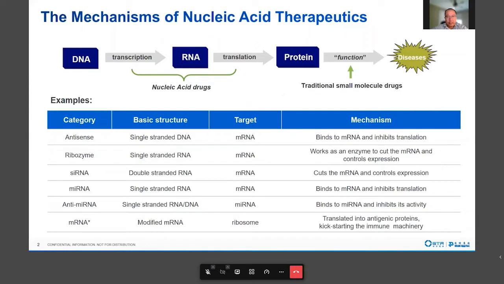So here is a list of several nucleic acid-based drugs and their mechanisms. For example, antisense is a single-strand short DNA molecule that binds to the mRNA and inhibits its translation process. siRNA forms the RISC complex in the cell and cuts the mRNA sequence specifically, inhibiting protein translation. More recently, there has been significant development of mRNA vaccines, which target the ribosome to translate antigenic protein and trigger the immune response against the virus.